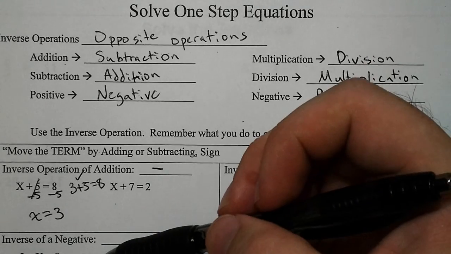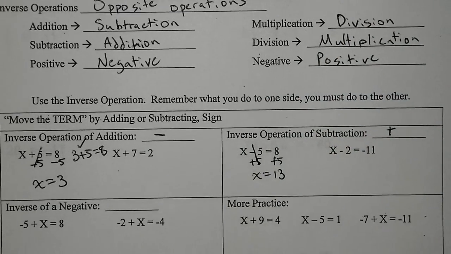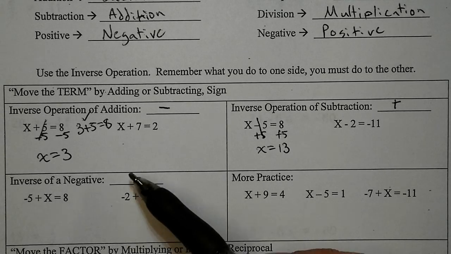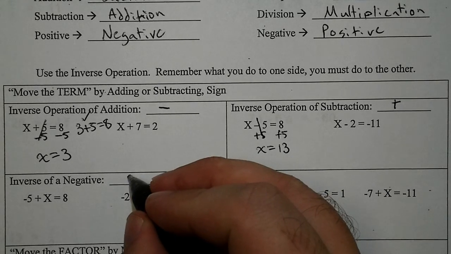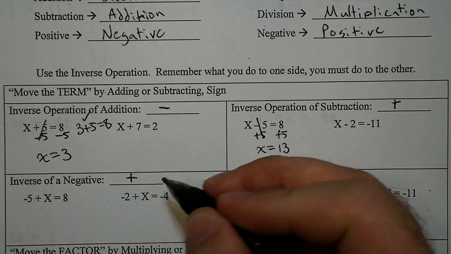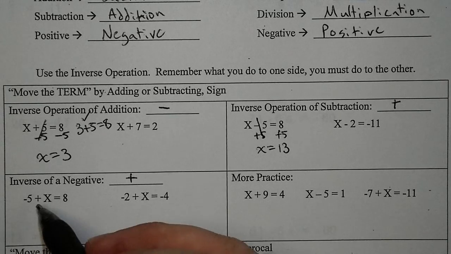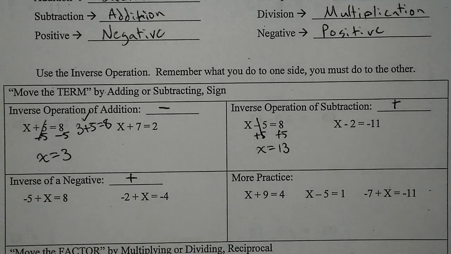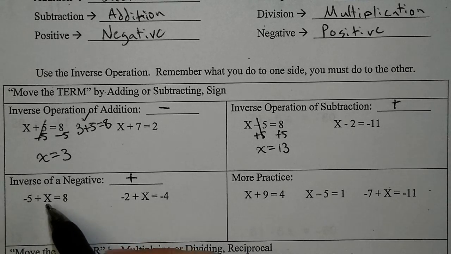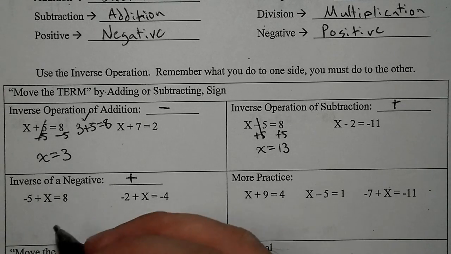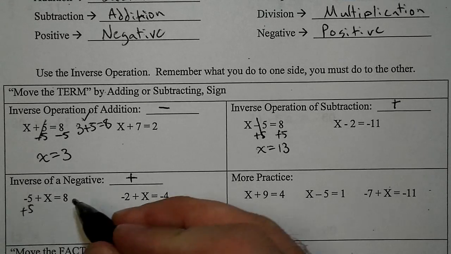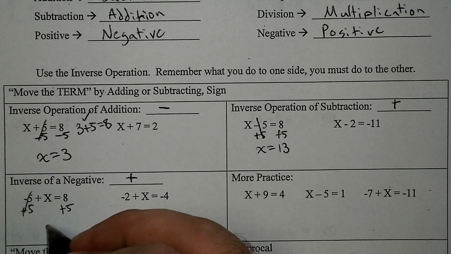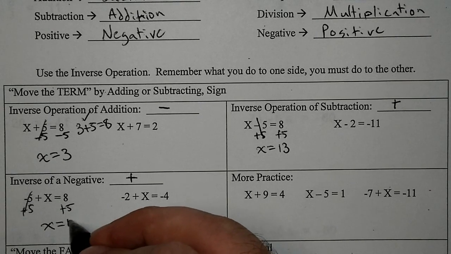Now, what could get tricky and trip up some of you is when we get to this third box, the inverse of a negative. Well, the inverse of a negative is a positive, right? So on this, if you're adding a negative, to get rid of it, we're going to have to add a positive. So on this first one, negative 5 plus x equals 8. What we're going to have to do is add 5, because we want to get this x all by itself. Those cancel, and I get x is equal to 13.